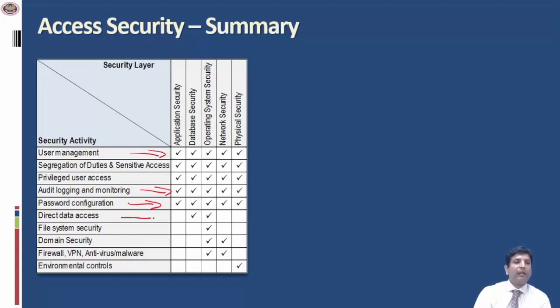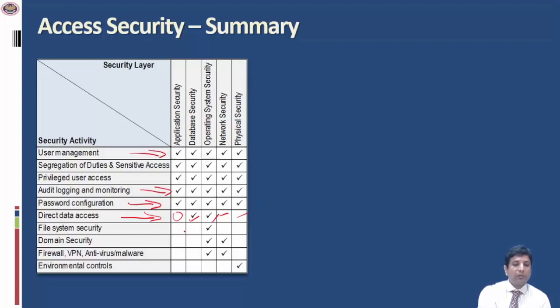Now we see the example of direct data access. Direct data access typically relates to only the database security or the operating system security layer. Reason being, the direct data access will not be possible through the application. So it is not relevant from an application point of view to look at direct data access. Direct data access is also known as backend access. So it is a bypass to the application security. And also at a network and physical layer, the direct data access is not applicable or it may not be relevant.